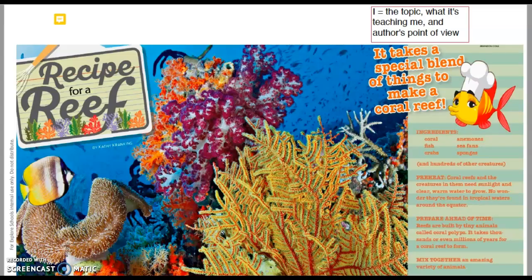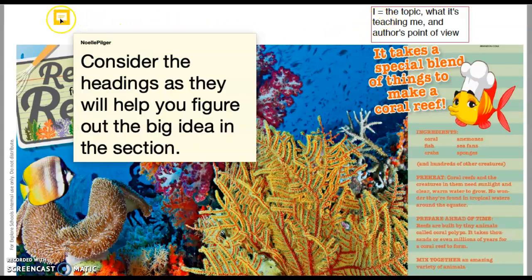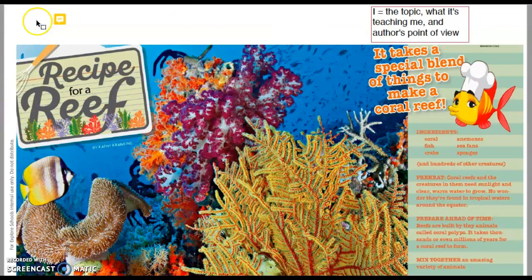So as we read this text today, keep in mind our genre frames and thinking jobs, as well as that transferable takeaway around headings. Consider the headings as they will help you figure out the big idea in each section. Let's get started.